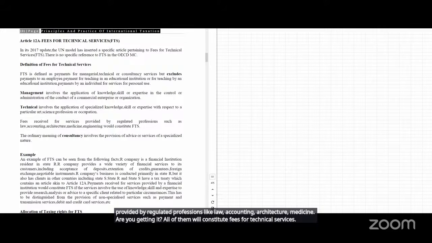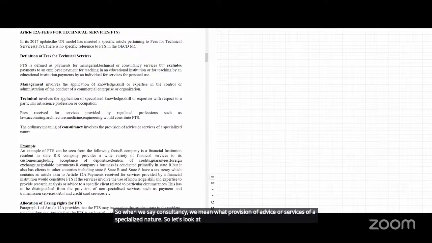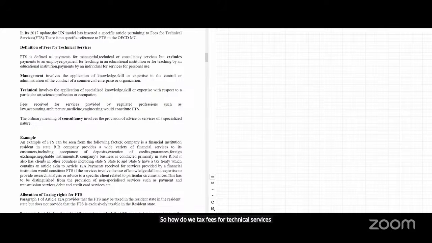So when we say consultancy, we mean what? Provision of advice or services of a specialized nature. So let's look at some simple rule. So how do we tax fees for technical services? It's just like royalties, right? Under the OECD model, fees for technical services are considered royalties.